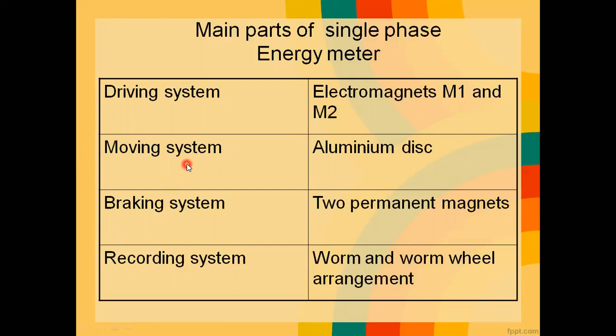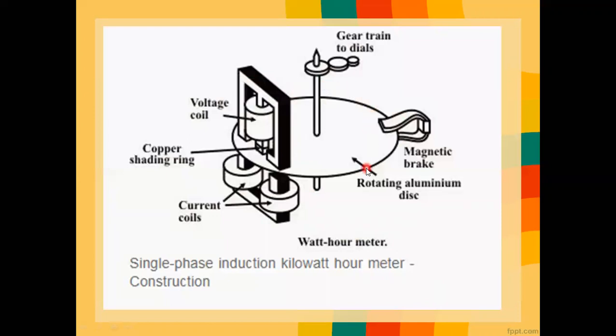And coming to the moving system, it is an aluminum disc that was attached to the spindle, and we have a braking system by two permanent magnets which form a C-shaped look, and we have a recording system, worm wheel arrangement, or we also had a dial type, window dial type arrangement.